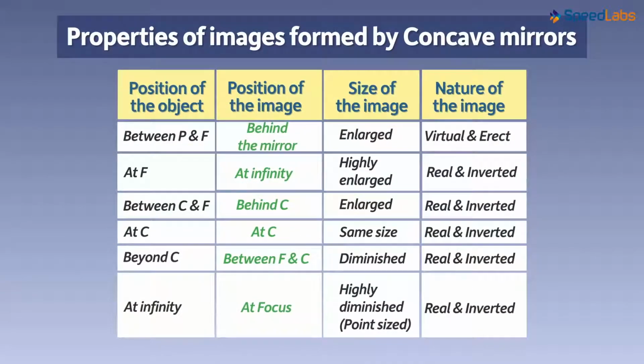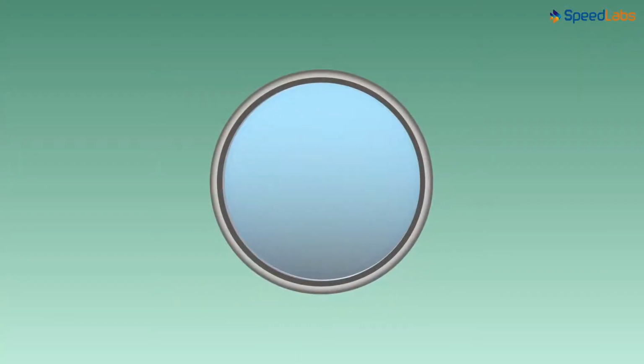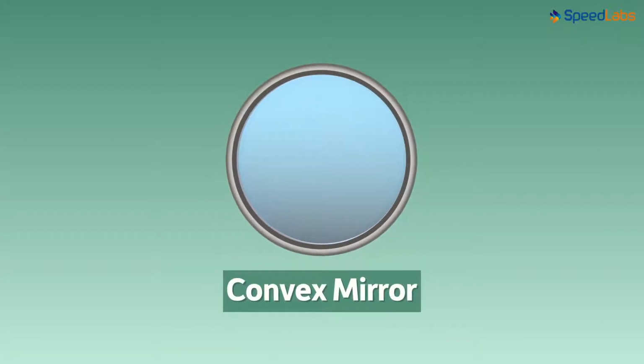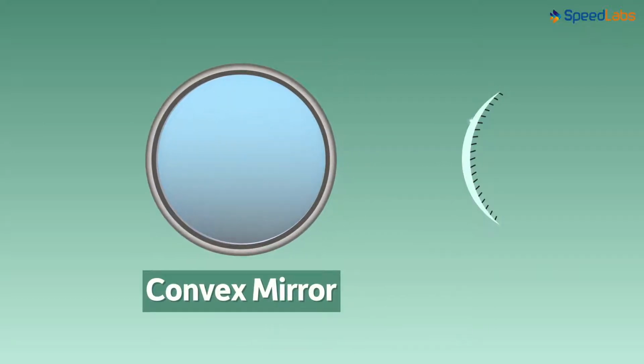Till now, we've only been looking at the properties of an image formed by a concave mirror. However, there is one more type of curved mirror. Do we know what it's called? Yes, a convex mirror. So what is a convex mirror? A mirror whose reflecting surface is curved outward is called a convex mirror.